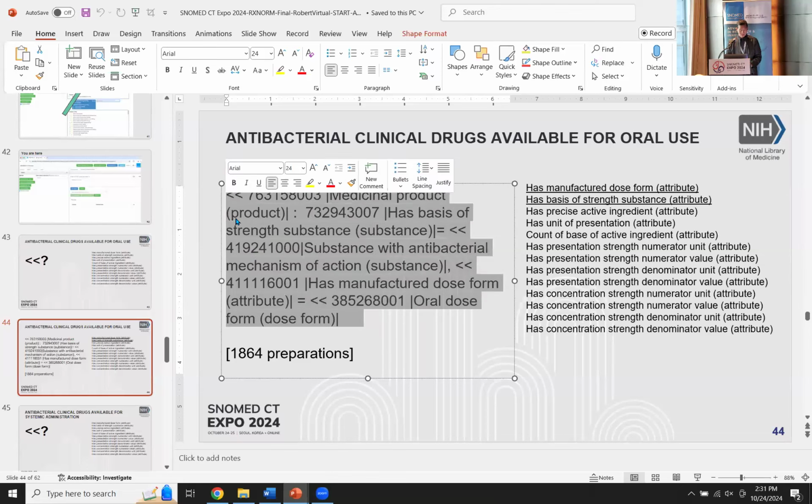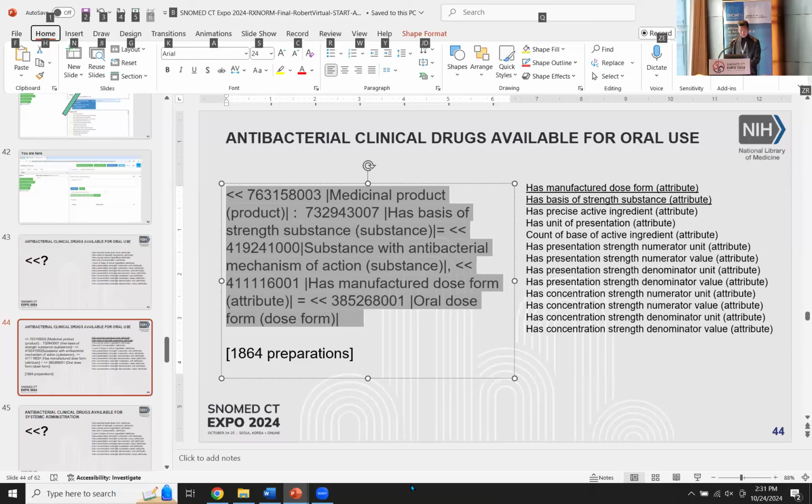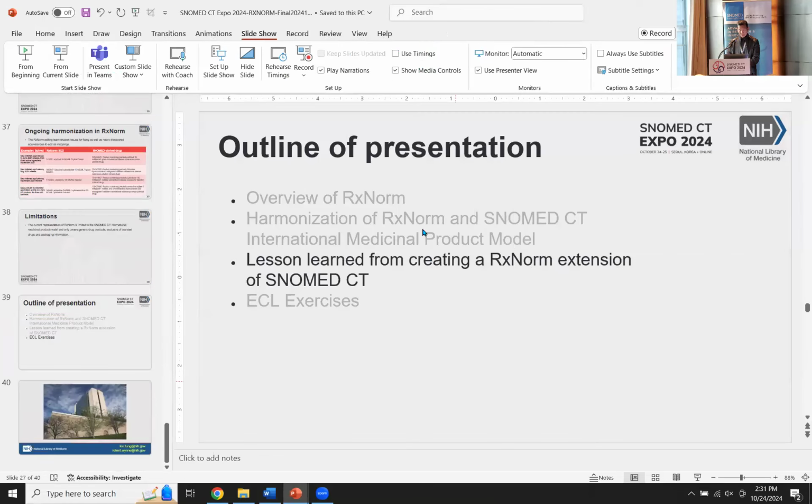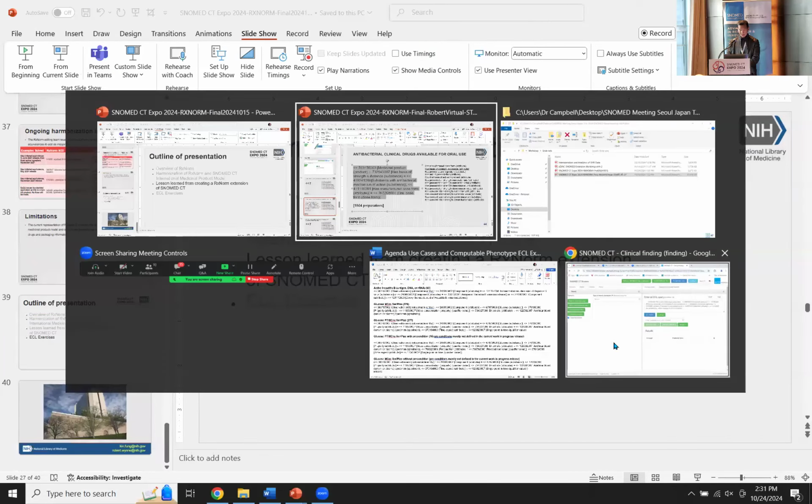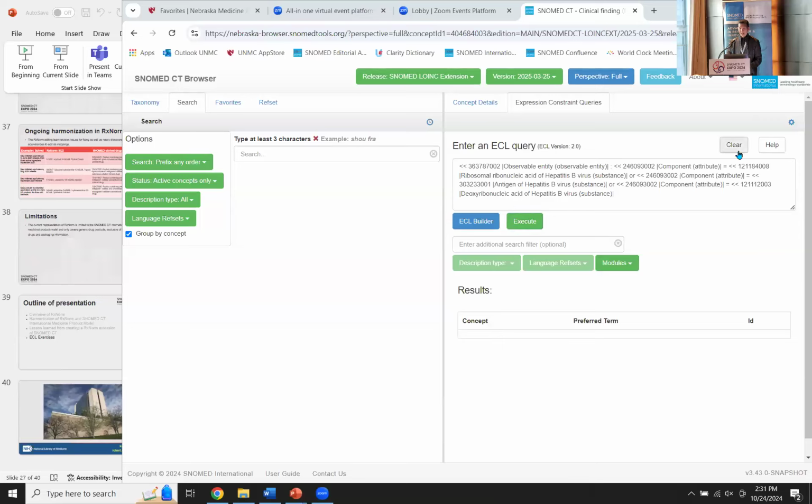Let's make sure that it works. So we'll go to the browser. This browser was a different one, right? Can you post the link again, or is it in the file? It's in the file in the handout.